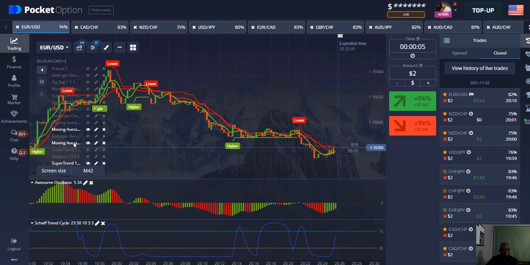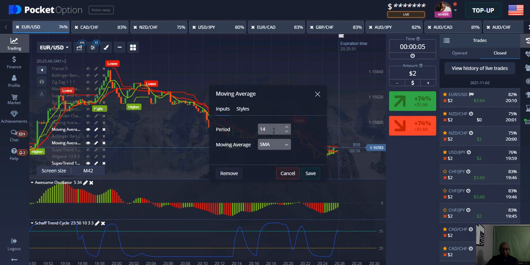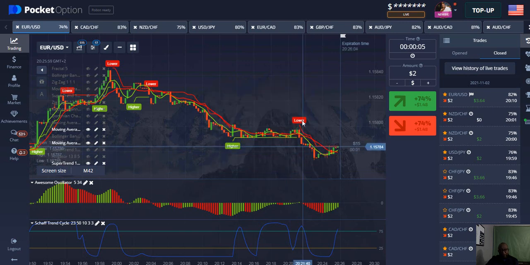All right, the other moving average, the period is 14 SMA, and the style, the red is the color, 2 pixels. All right, now we see that the lower is red. I can change that, but I leave it at red. And the moving average that we want to follow is red. So don't get them confused when they cross.